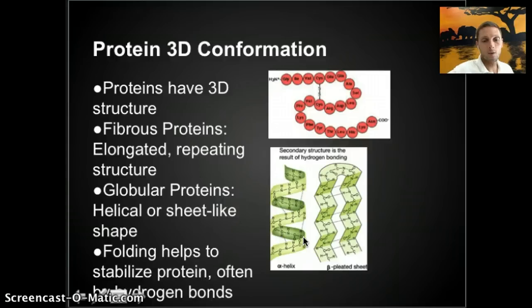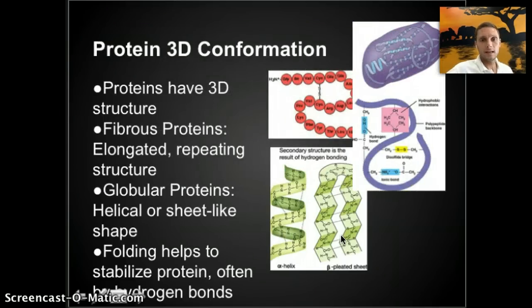Or it can form a beta pleated sheet. And this is like if you were to take a piece of paper and fold it multiple times and then pull it apart, it would have up and down kind of ridges. That's kind of like what this beta pleated sheet looks like. And you can see in both cases there are some hydrogen bonds, shown by these dotted lines, that are helping to stabilize this. That is secondary structure.